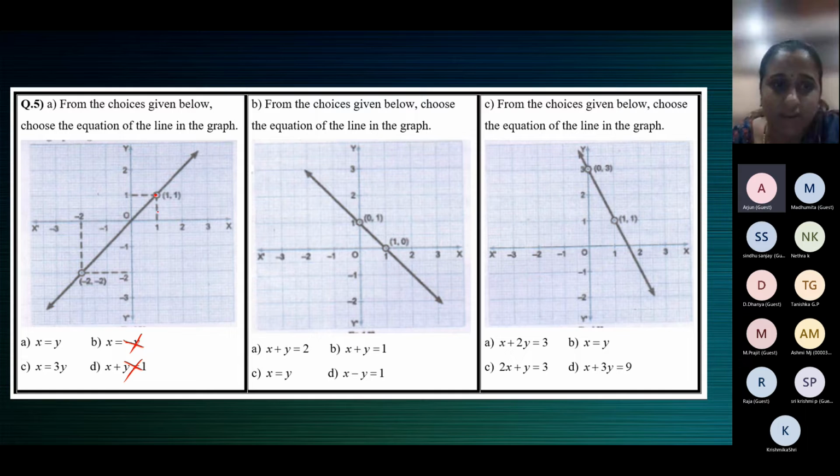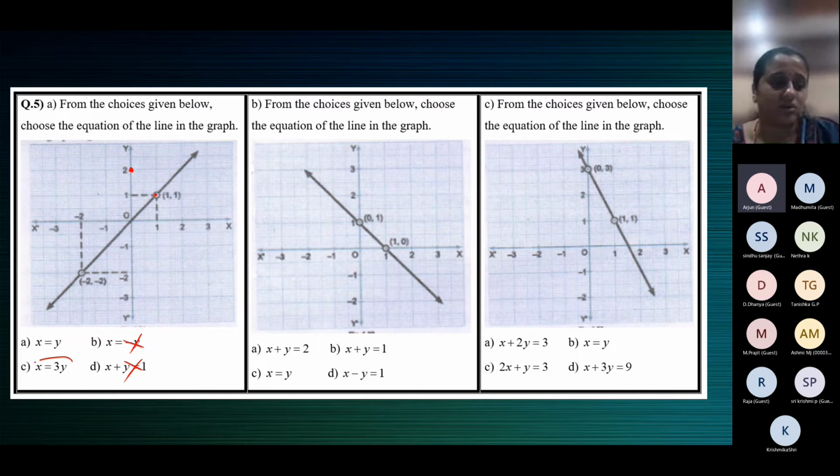1, 1, it lies on the line. I'm not taking some point here. I'm taking a point which lies on the line, 1, 1. The x coordinate is 1, the y coordinate is 1. What is x plus y? 1 plus 1. What is it? 2. Is it 0? No. That means B cannot be the correct option.